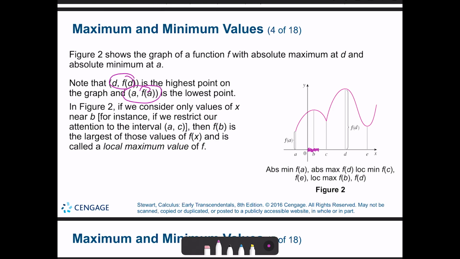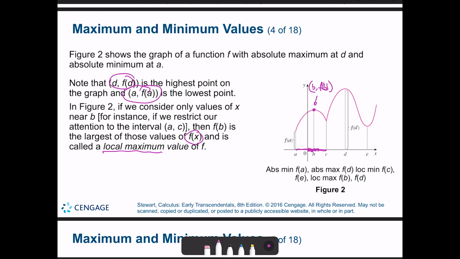So we're restricting our attention to that interval. The author's saying this interval goes all the way from A to C. Then f of b is the largest of those y values and is called a local maximum. So again, the y coordinate of this point, and that point is b comma f of b.